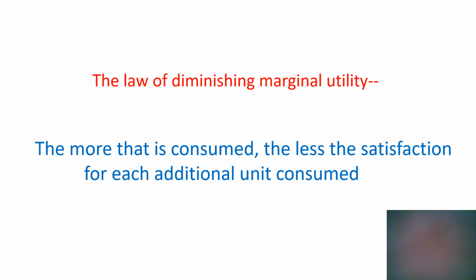In this week's lesson, we are introduced to a model of consumer equilibrium. In order to understand our model of consumer equilibrium, we need to understand the law of diminishing marginal utility. This just means that the more that is consumed of a product, the less satisfaction that we have for each additional unit that is consumed.